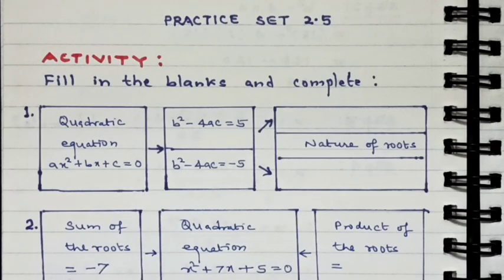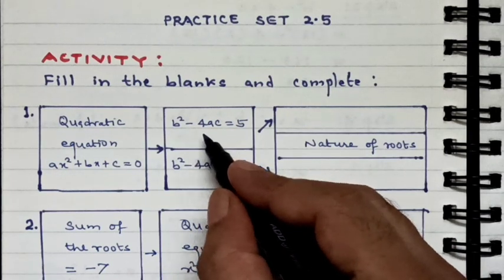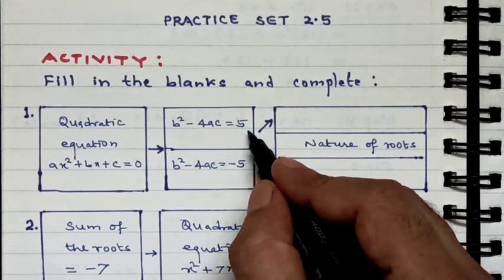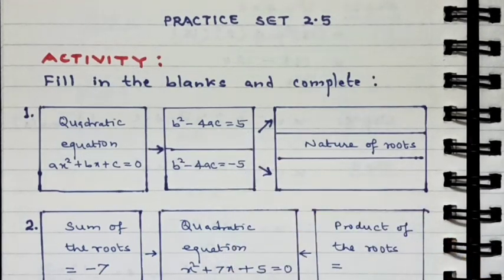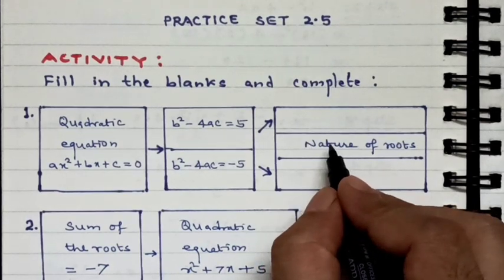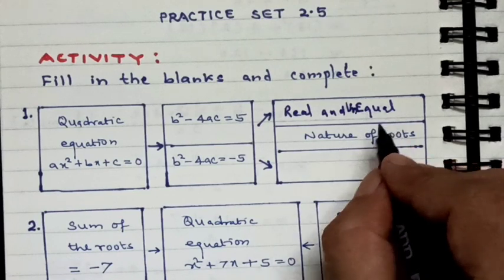Let's do the activity. Fill in the blanks and complete. Question number 1. The given quadratic equation is ax square plus bx plus c is equal to 0. My dear student, here b square minus 4ac is equal to 5. That means it is positive. Therefore, the nature of the roots will be real and unequal. So it will be real and unequal.